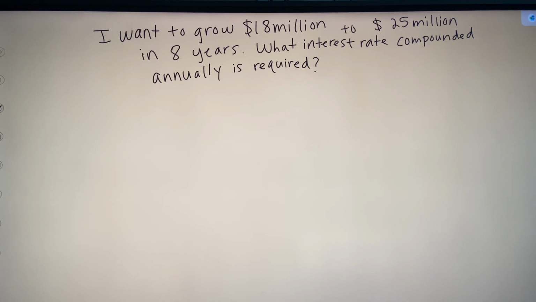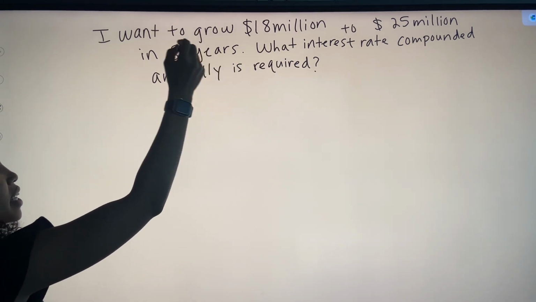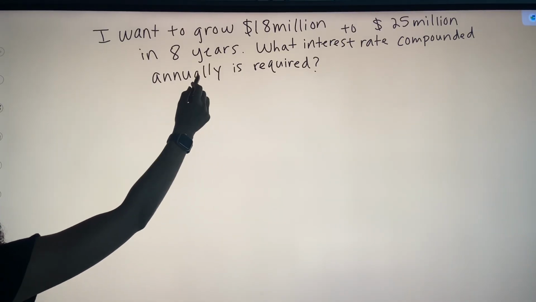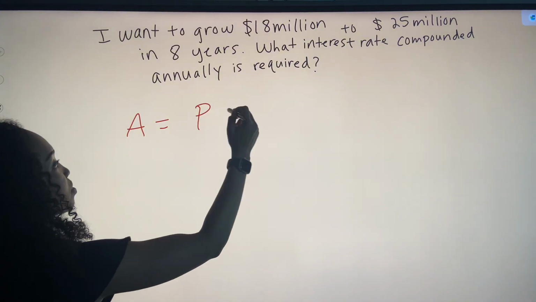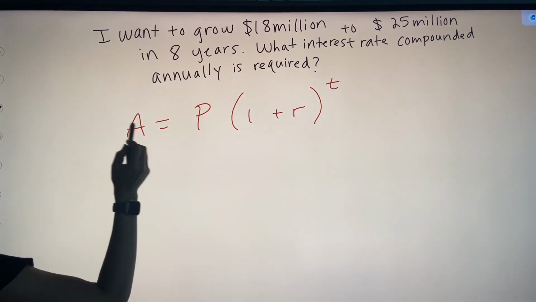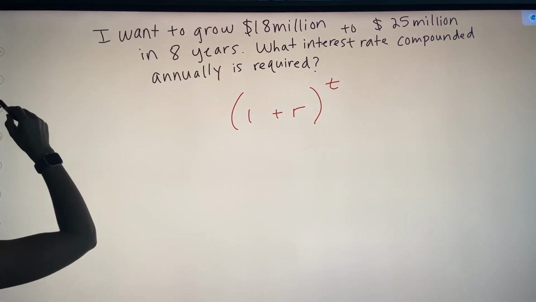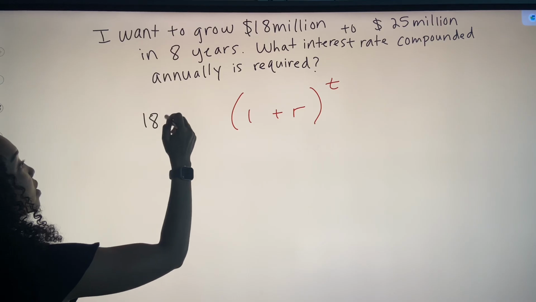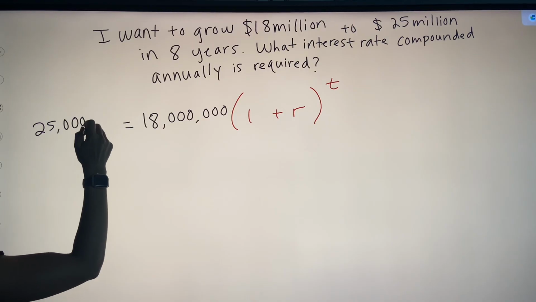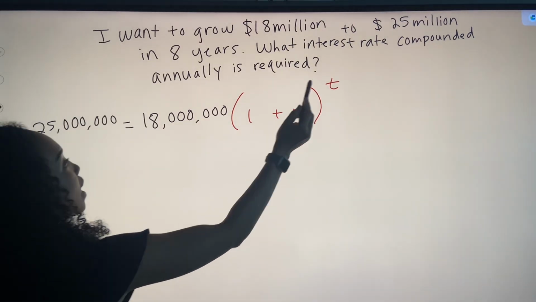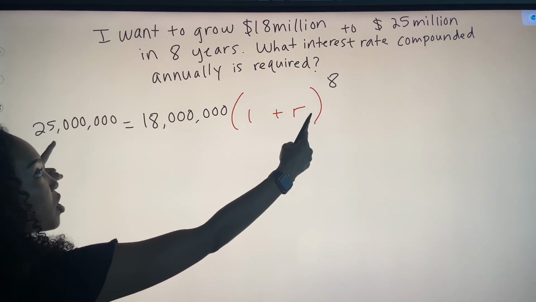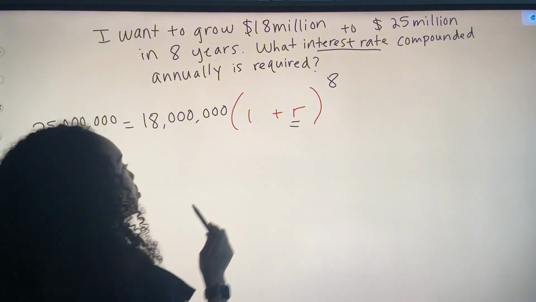So guys, in this problem, we want to grow 18 million to 25 million in 8 years. In order to do this, we need to figure out what interest rate compounded annually is required. So this is my formula. Okay, my principal value is 18 million. So that's 18 and 6 zeros. And I want it to become 25 million. The time is 8 years. Okay, so the only variable I don't know is the interest rate. The interest rate, that's what we're trying to find.